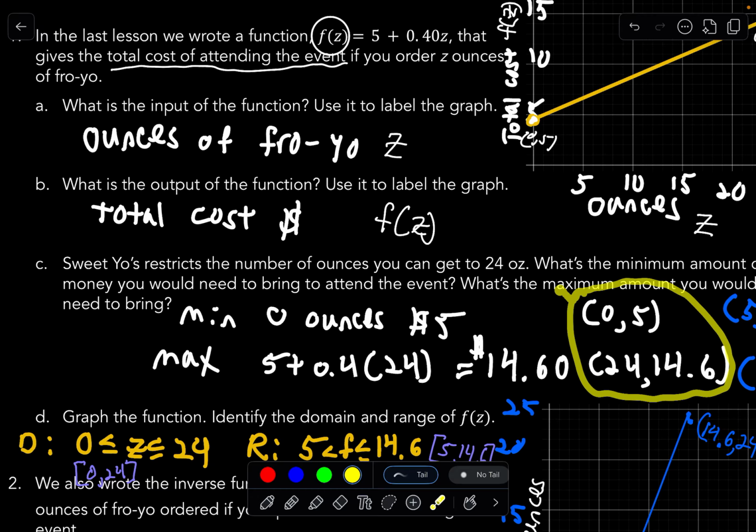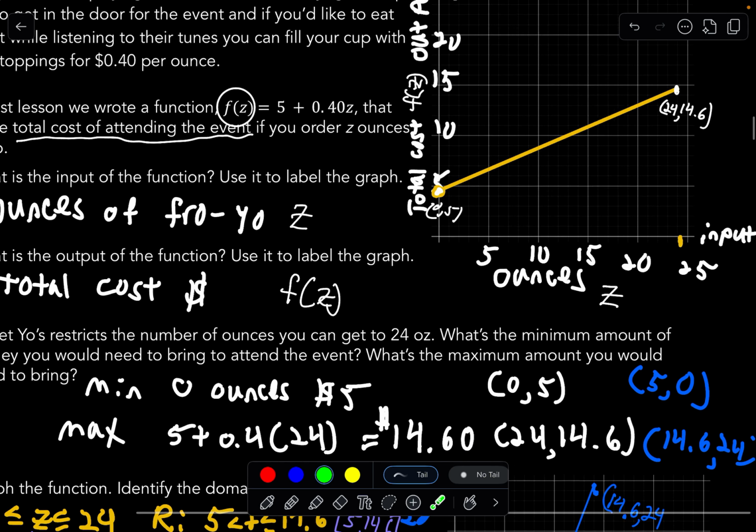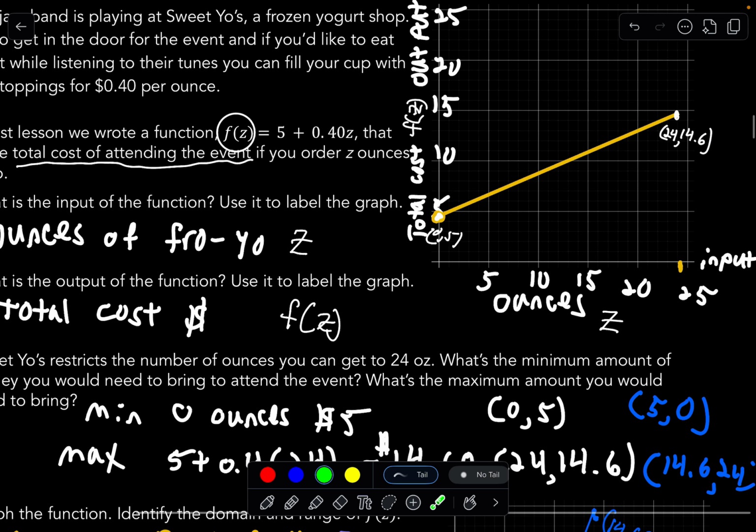So now they'll want us to graph it. Well, let's start at (0, 5), which happens right there. That's (0, 5). And then we have the point (24, 14.6), which is right there. Notice all I did was connect the two with a straight line because it's linear. You know it's linear because look at the original expression. That's an equation of a line.